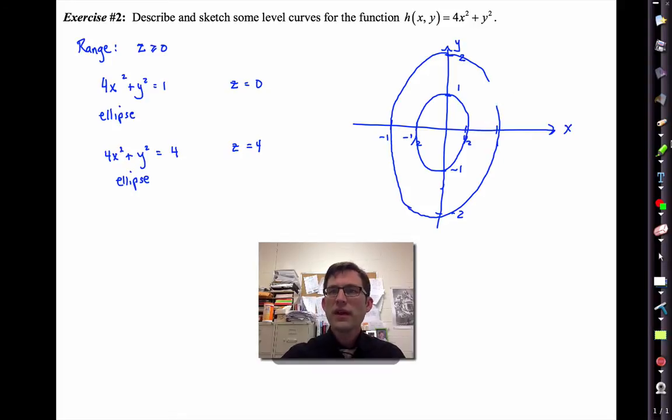In fact, if you were looking at a topographic map, these elevations would be listed. They typically are not listed on a contour or a level curve graph. I don't know why, because they're a great idea, right? z equals 1, z equals 2. Oh, I'm sorry, that's not z equals 2, that's actually z equals 4. I apologize for the confusion.